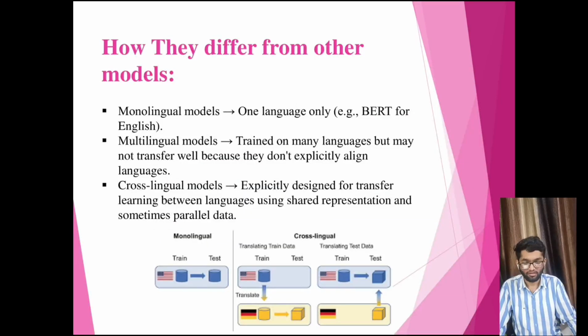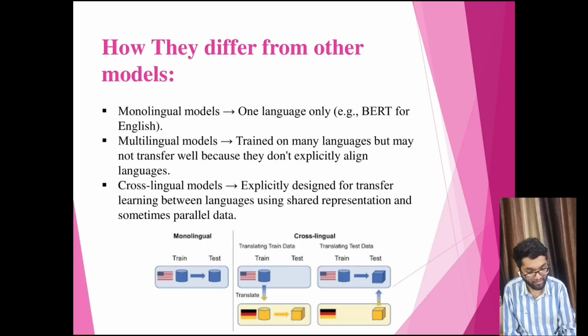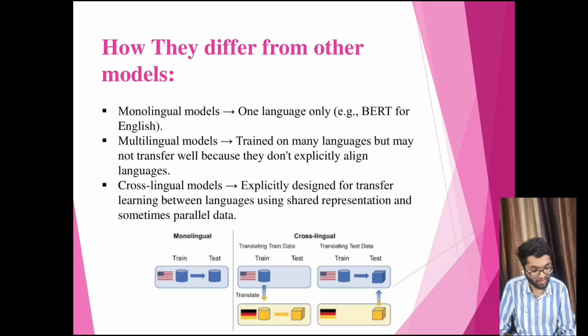Now we will learn how they differ from other models. The first model type is monolingual models, such as the original BERT, trained in just one language. They perform well but cannot transfer to other languages. The second type is multilingual models. These models are trained on multiple languages but they don't explicitly align or connect those languages. So while they can handle several languages, they often struggle with transfer learning.